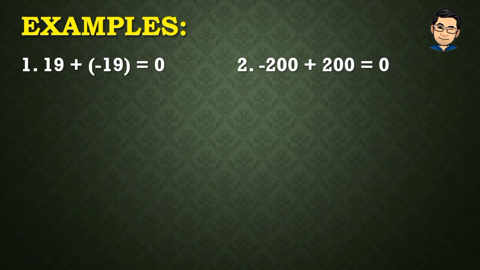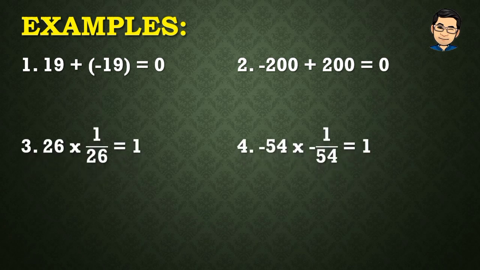Ayan, 19 plus negative 19, that is 0. Negative 200 plus 200 is equal to 0. Anong kabaligtaran ng 19? Negative 19. So, kapag pinag-add, 0. Anong kabaligtaran ng negative 200? That is positive 200. Kapag pinag-add, 0. Next, 26 times 1 over 26 is equal to 1. Next, negative 54 times negative 1 over 54 is equal to 1.